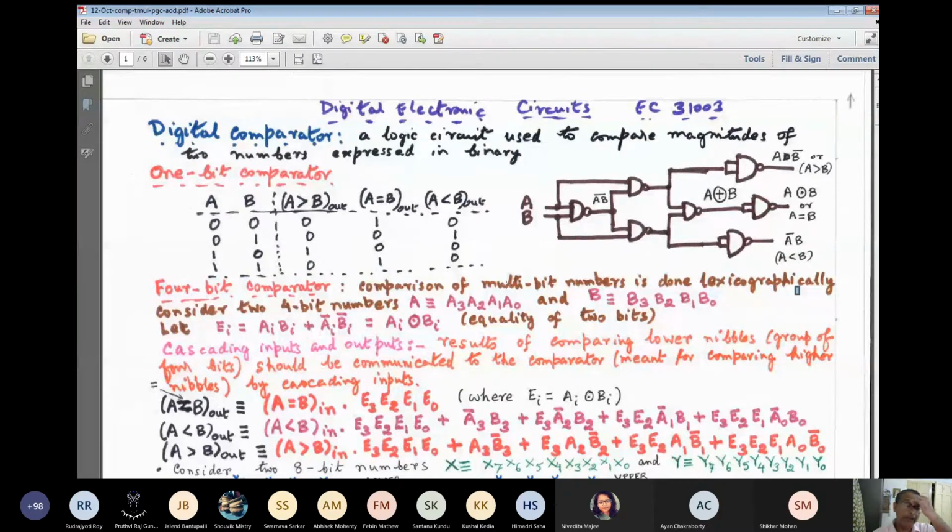Here, for comparison, we start from the least significant end. If we want to compare, say, 1010 and 0110, 8 and 6, our comparison will start from the least significant end. Just visualize that: 1 followed by 3 zeros denotes the decimal value 8, and 0110 denotes the decimal value 6. So our comparison will start from A0 and B0.